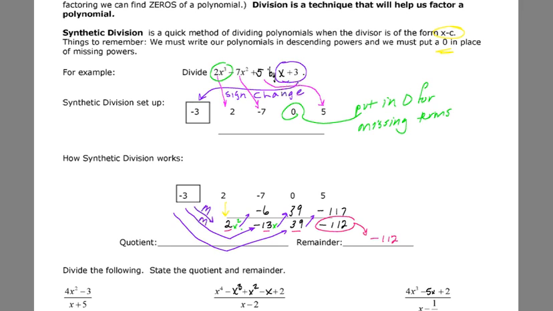We go ahead and write in the x values for a final quotient of 2x squared minus 13x plus 39, and then the remainder of negative 112. So that's the procedure for synthetic division. And what we'll do is continue and work on that procedure here on these next examples.